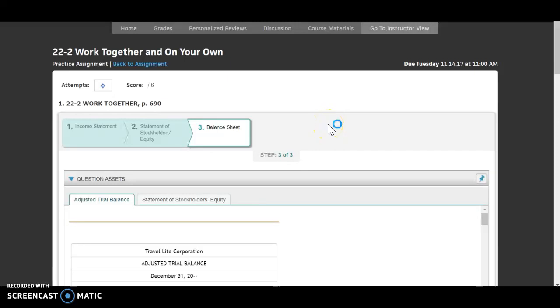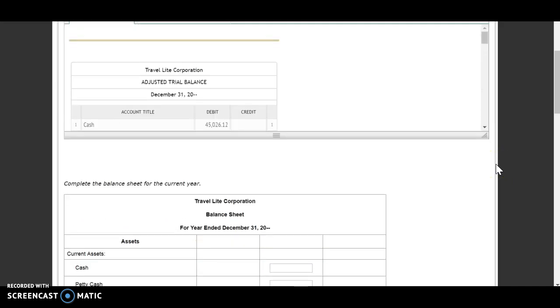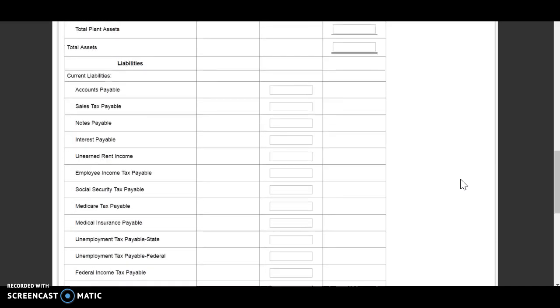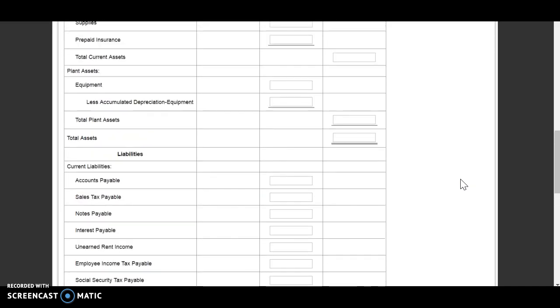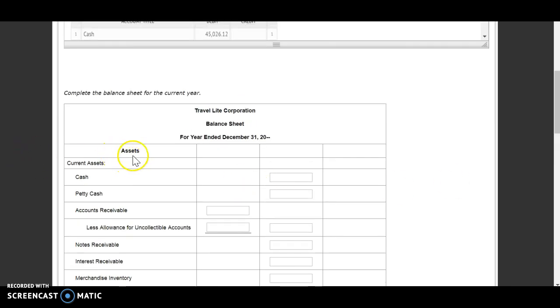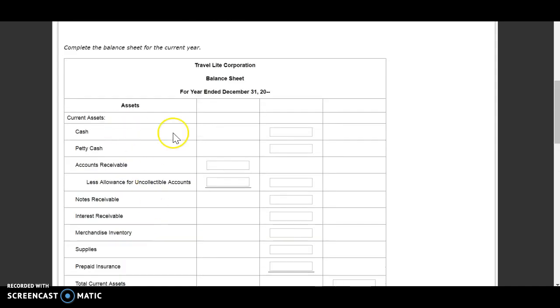22-2, work together, step 3. In step 3, it simply tells us complete the balance sheet for the current year. Again, they have inserted everything. They've given us where we need to put our numbers. We simply need to fill in numbers now. So our first section of our balance sheet is our assets. And then our assets are broken down into current assets and plant assets.